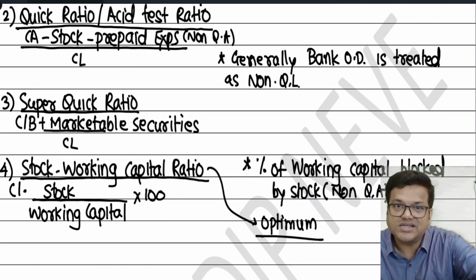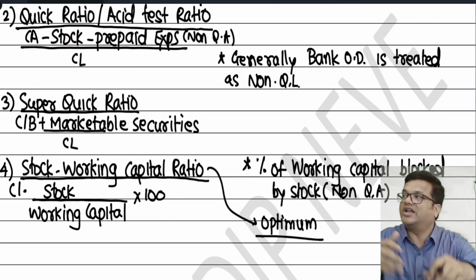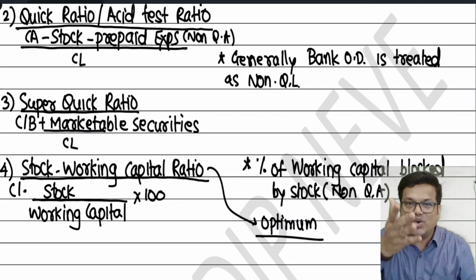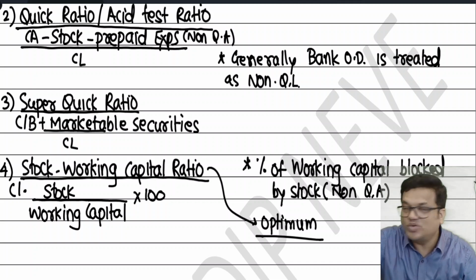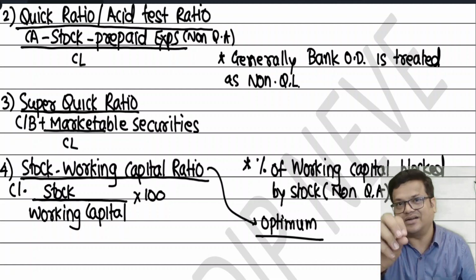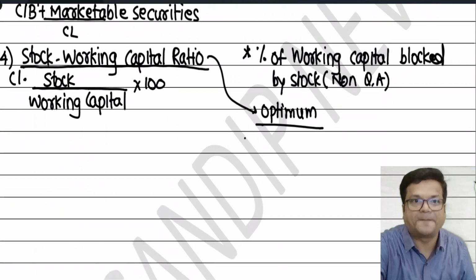See, a furniture selling guy should compare his stock working capital ratio with that of his competitor, another furniture selling guy. Don't ask him to compare it with the one who's selling milk and milk products. That's why my answer is very standard: what you should do, it should be optimum. Okay, I hope this is clear.